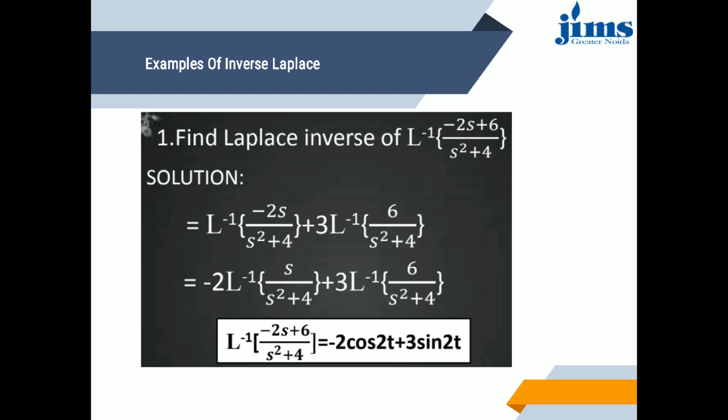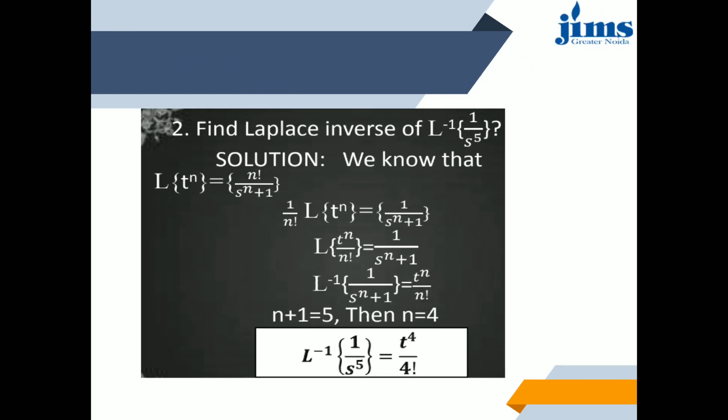There is a mistake: instead of 6 we have 2 in the bracket, because from 6 we have taken 3 as common, so what is left in the bracket is 2. So the Laplace inverse of minus 2s plus 6 divided by s square plus 4 is minus 2 cos 2t plus 3 sin 2t.